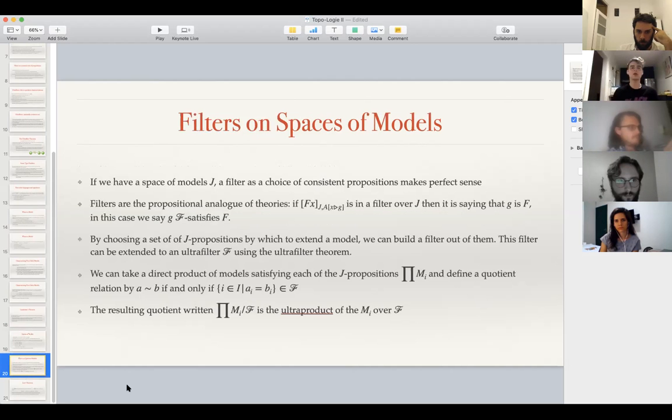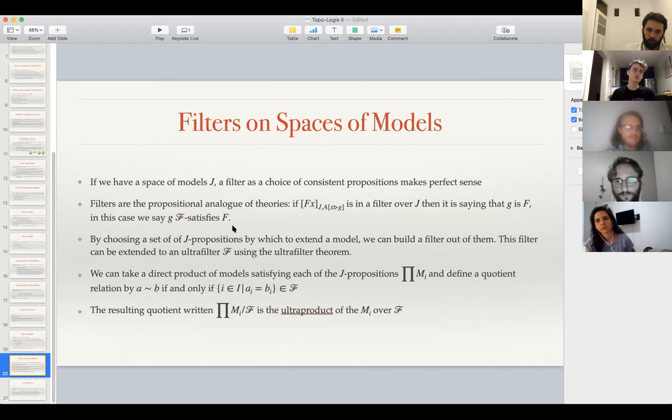Okay, so now we can take a filter on the space of models. We have a way of propositions being subsets of one another in a model. A filter, as we know from before, is a choice of consistent propositions, and it makes sense now in our space of models. Filters are the propositional analogs of theories. So if we have the set of models where, when I put in variable assignment X and F is applied in the filter over J, then we say that G satisfies F, or makes this proposition true. Maybe I shouldn't have chosen F for filter as well.